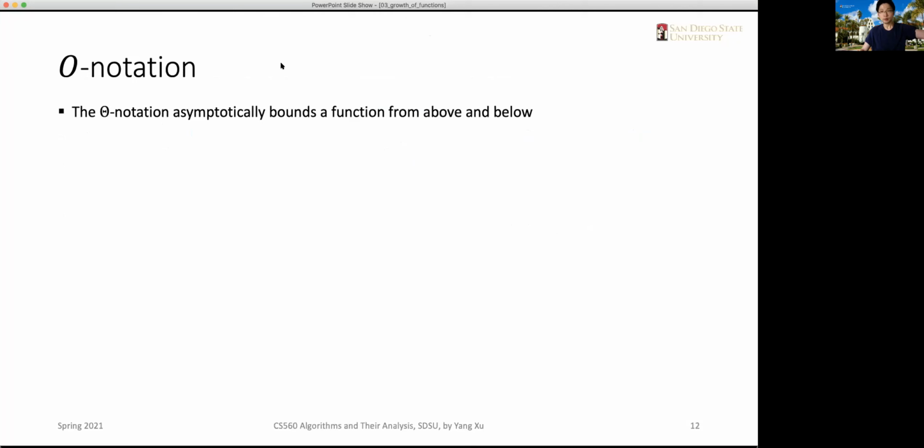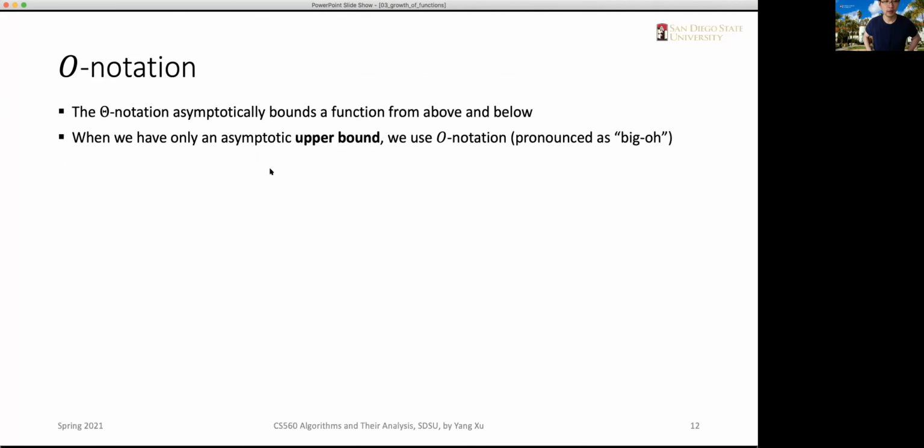All right, so now let's quickly get into the big O notation. Big theta basically bounds the function from above and below. But for big O, we only have an asymptotic upper bound. That's the difference between big O and big theta. If we only know about the upper bound, but we don't know anything about the lower bound, then we can use the big O notation.